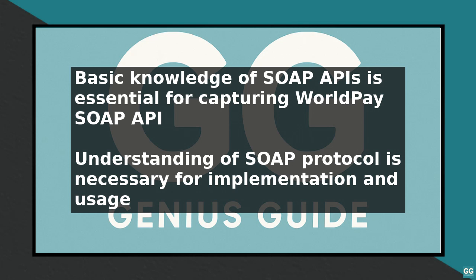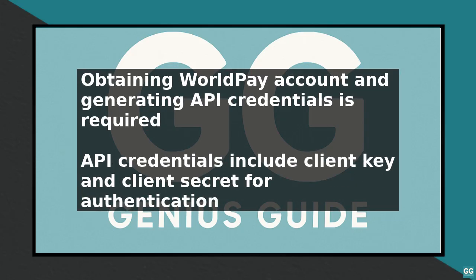These credentials will be used to authenticate and authorize API requests. The credentials include a client key and a client secret. Next, choose a programming language to use for capturing the API. Popular choices include Java, Python, and C#. The language choice will depend on the specific requirements of the project and the expertise of the development team.